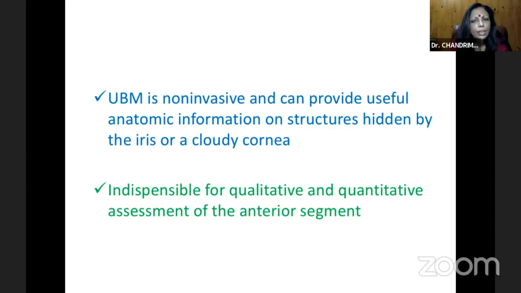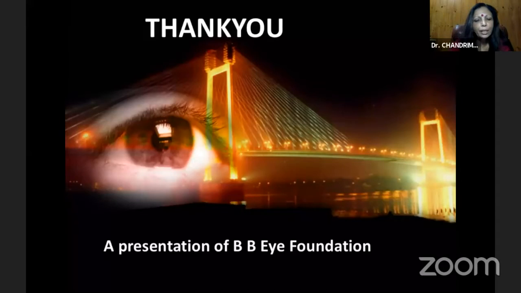So UBM is non-invasive and can provide useful anatomic information and structures hidden by the iris or a cloudy cornea. It's indispensable for qualitative and quantitative assessment of the anterior segment. Thank you very much for your attention.